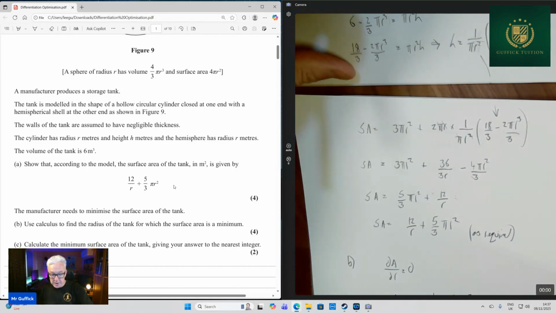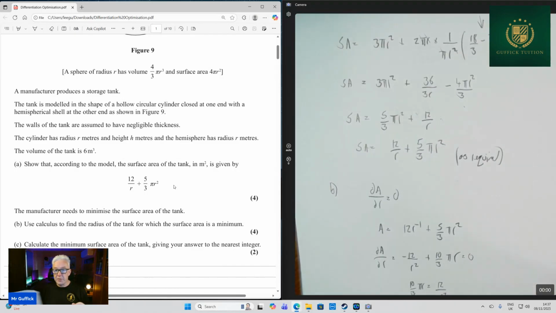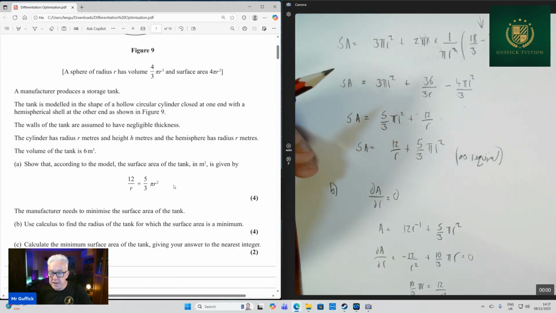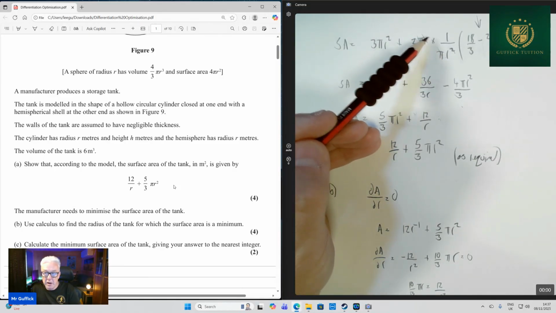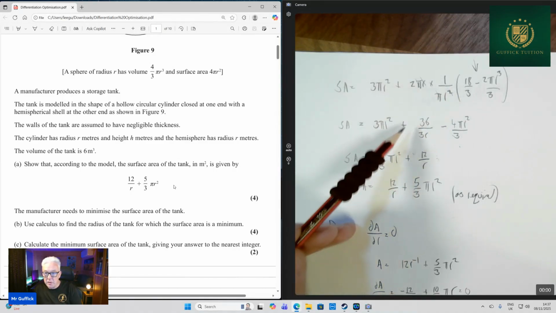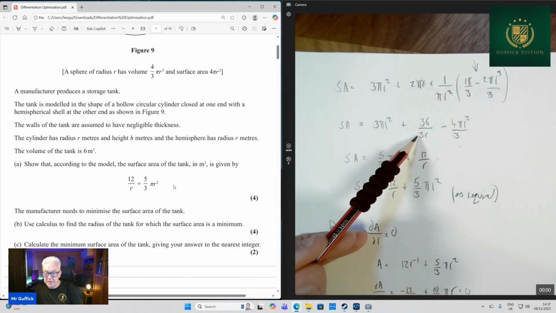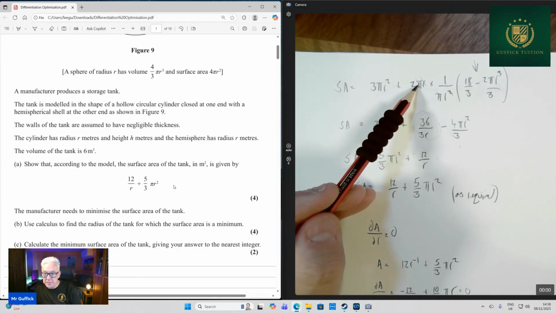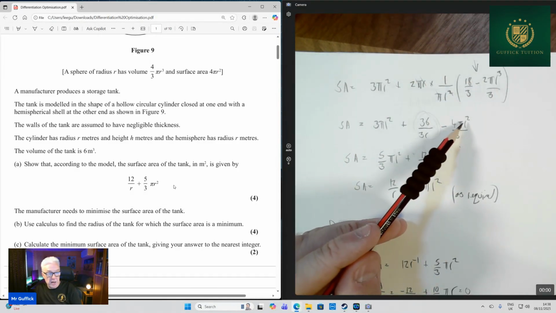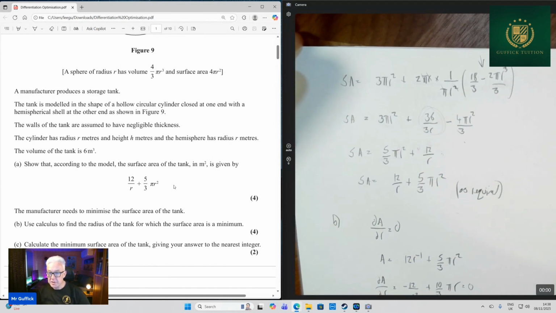Now this gives us that our surface area is equal to 3 pi r squared plus 2 pi r times the expression for h, which is 1 over pi r squared times 18/3 minus 2 pi r cubed over 3. So we can simplify this now. When we expand all of this, that pi cancels with that pi, that r cancels with the squared. And then when we do 2 times 18, we get 36/3r. And then when we multiply these together, we end up with 4 pi r squared over 3. So we've expanded the bracket now.